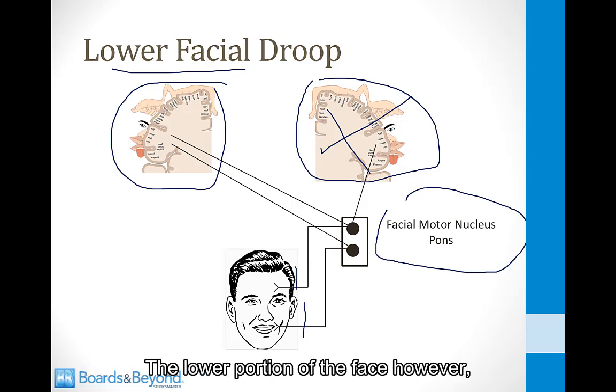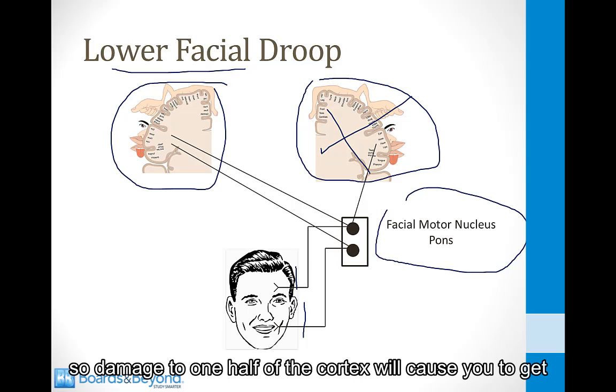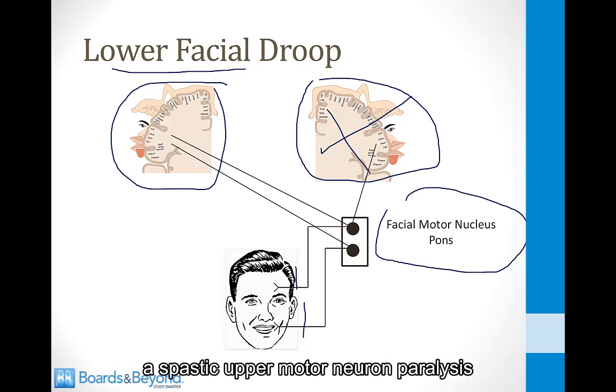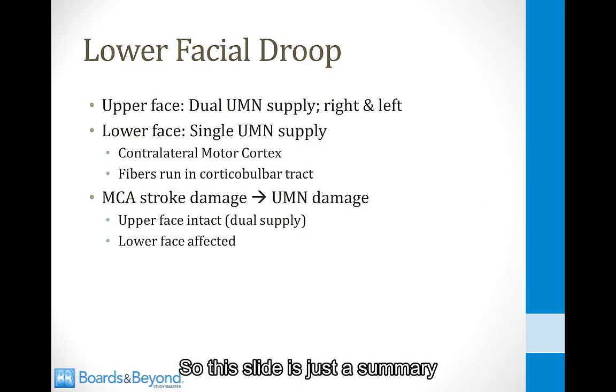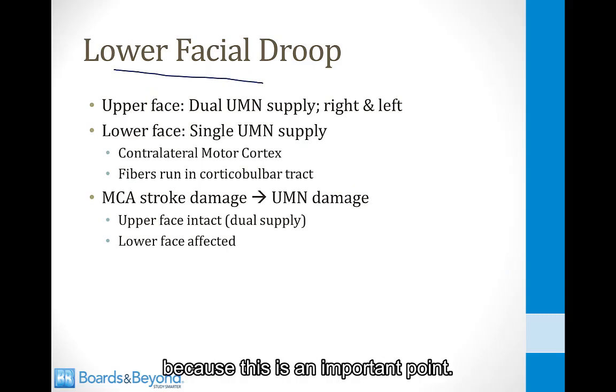The lower portion of the face, however, is only supplied with upper motor neurons from one half of the cortex. So damage to one half of the cortex will cause you to get a spastic upper motor neuron paralysis of the lower face only. So this slide is just a summary of some of those things I said to make sure this is clear, because this is an important point.